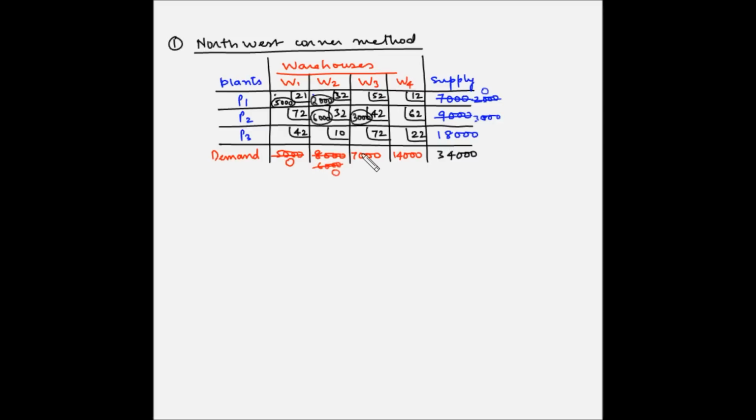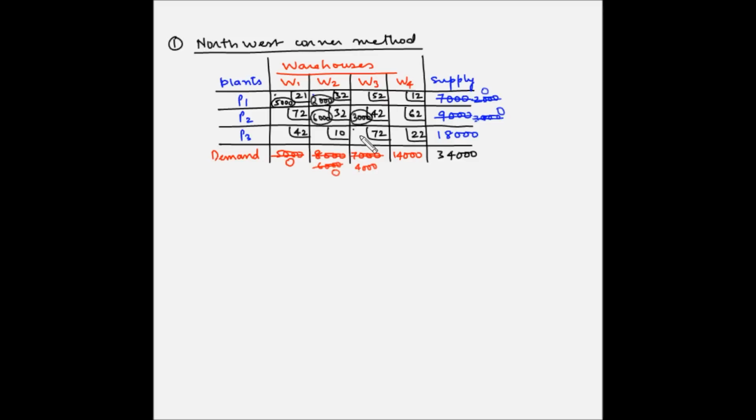So with this allocation, the remaining demand at W3 is 7,000 minus 3,000, which is 4,000 units. While the supply availability at P2 is now 3,000 minus 3,000, which is 0 units. Now, since P2 has been completely allocated, however, W3 still has some demand to be met. So we'll continue with the allocation for W3 and move to the square below P2 W3, which is P3 W3.